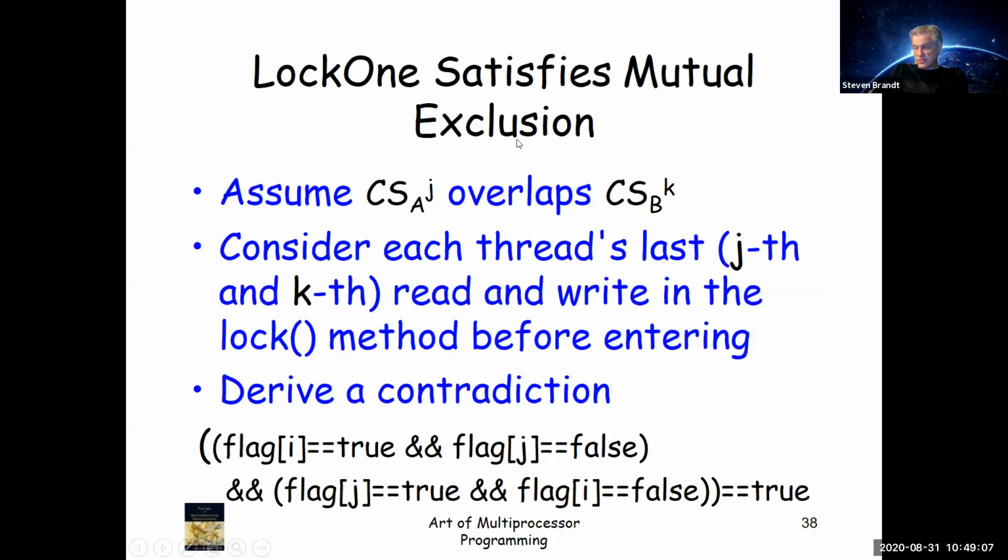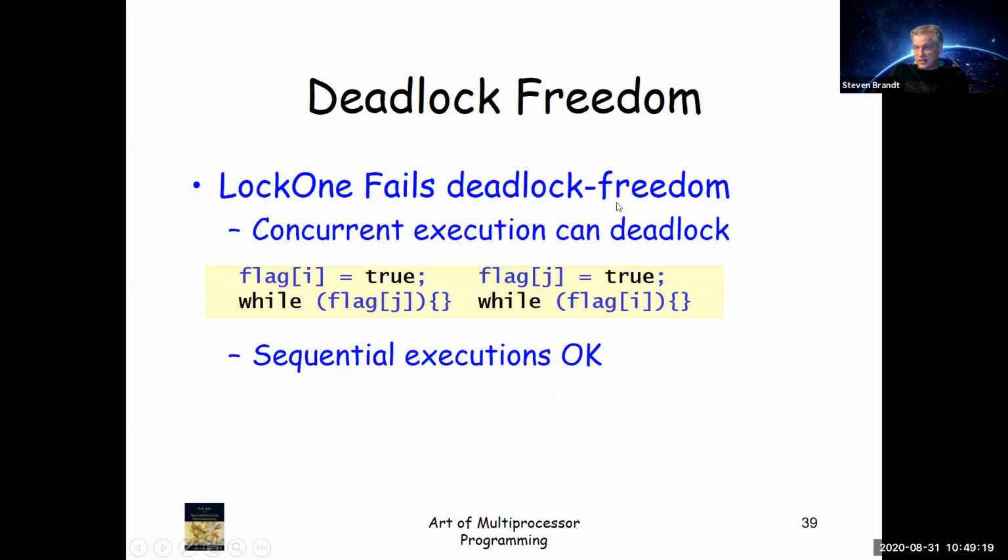So LockOne satisfies mutual exclusion, in that no two threads can actually enter the critical section, but it fails deadlock freedom. Concurrent execution can deadlock: both threads set their flag to true and then both wait for the other. Sequential executions are okay though. If I set my flag to true and the other's flag is false, I'm immediately good.